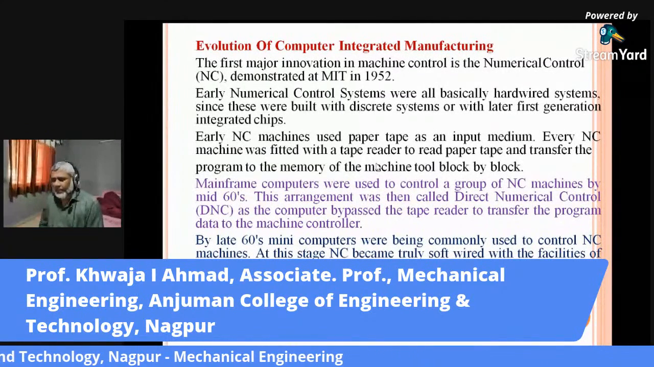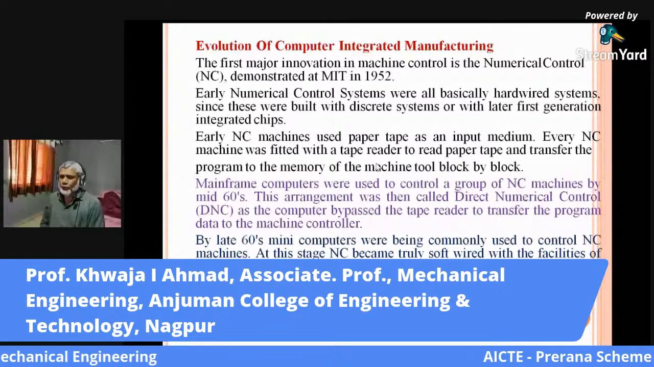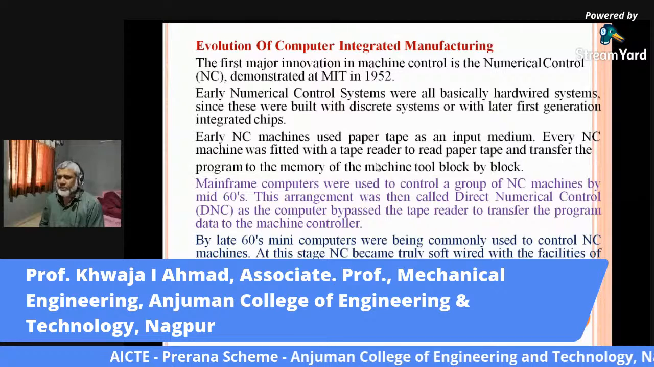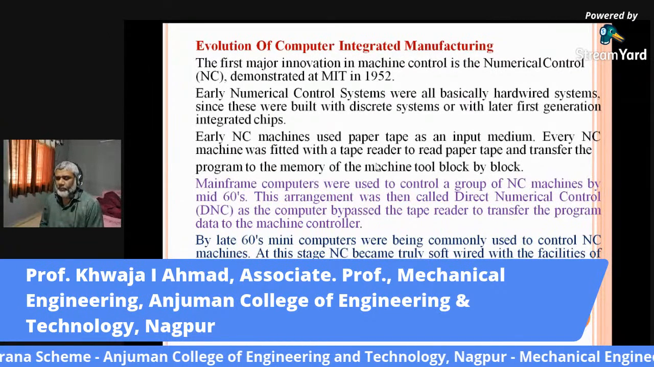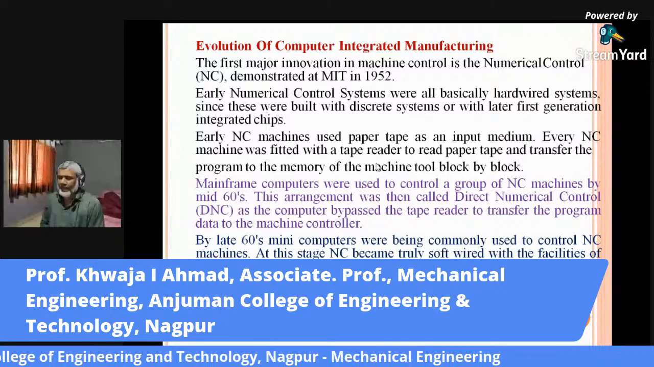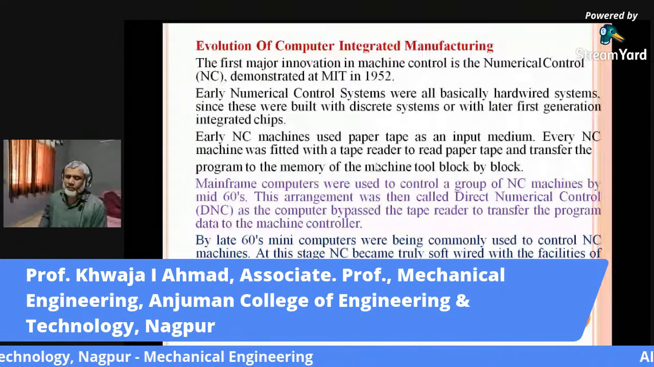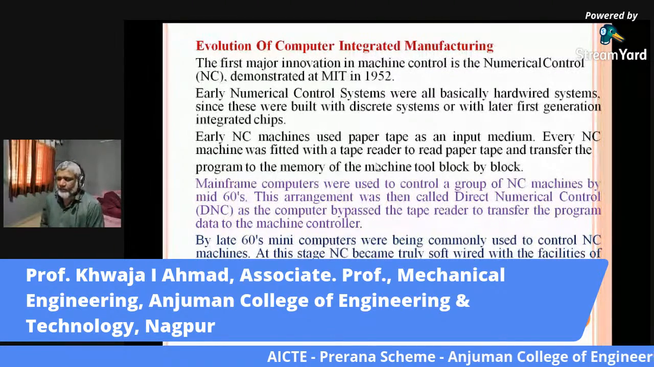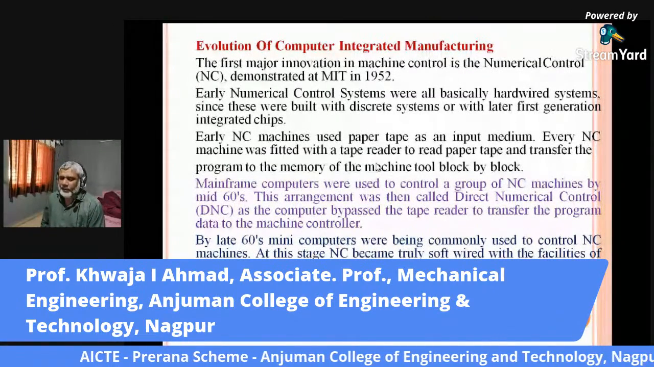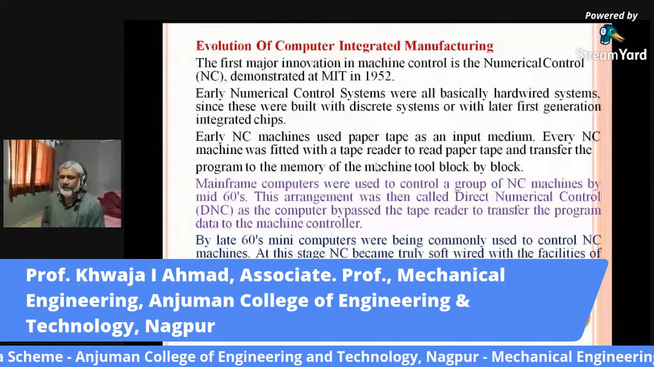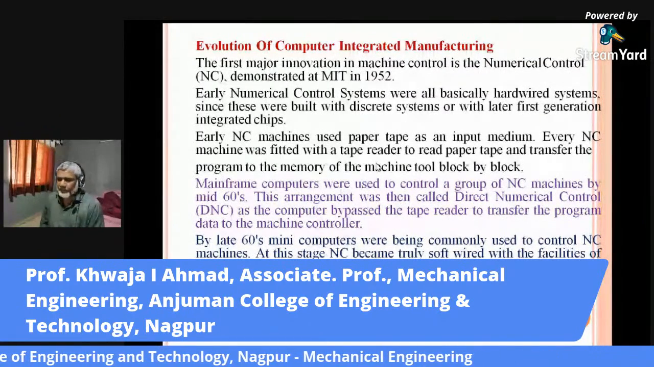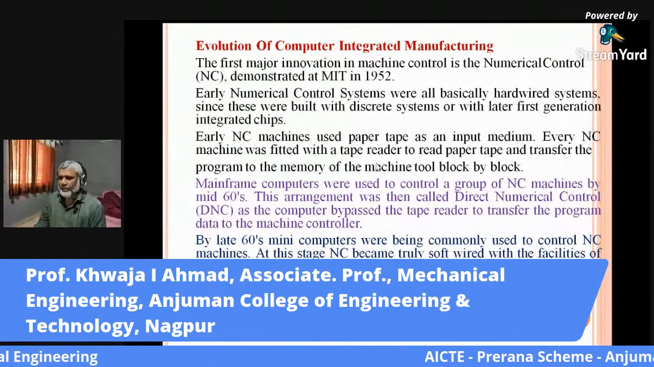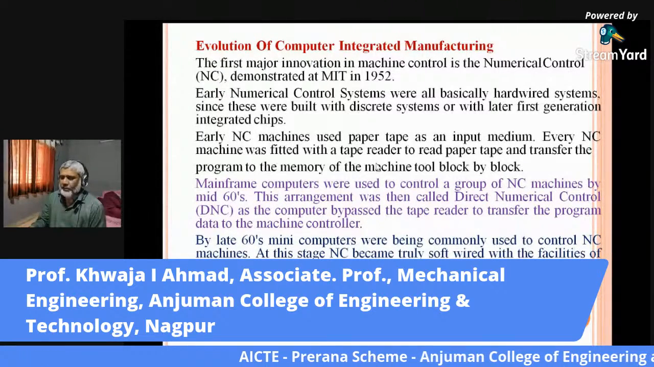After the advent of minicomputers, then solo numerical control machines were commonly used. Instead of paper tape, the program was directly written on the computer, and directly through the computer and an RS-232 cable, it was fed to the machine control unit, where the machine control unit analyzes it, and after processing sends the signal to the mechanical part of the machine. And this development of minicomputers led to the development of computerized numerical control, or CNC.